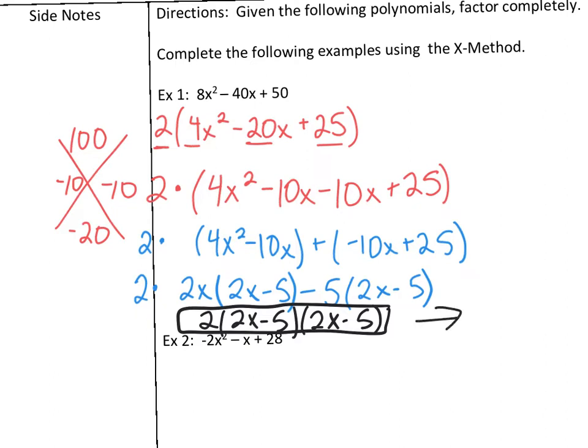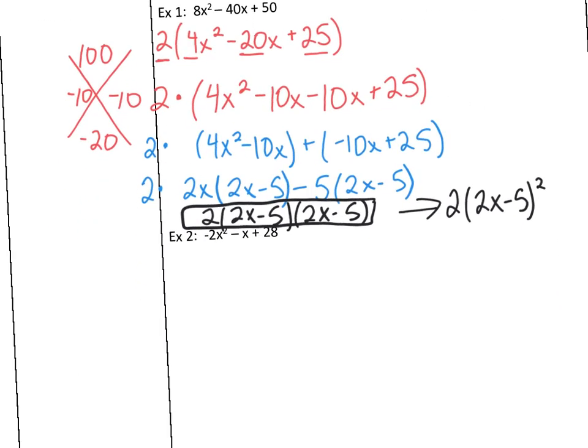The only other thing that you could do on this one is that you realize that 2x minus 5 was written twice, so you could write it like that, but I don't expect you to do that. I'm totally okay with you just writing your answer the way I boxed it in. Okay? Questions on that?